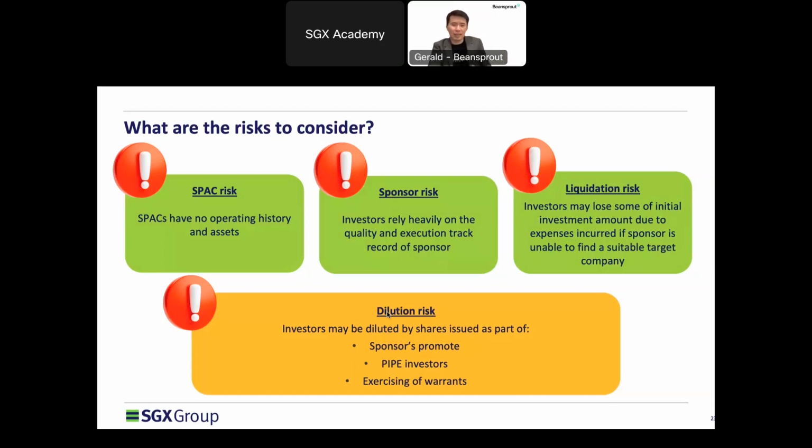Okay, the last thing I wanted to highlight is this dilution risk, because as a holder of the SPAC share, if they are able to make an acquisition, then there are different new shareholders that might come in, including shares that are allocated to the sponsors as part of the sponsors promote. You've got PIPE investors that may come in. You've got some warrant holders who may choose to exercise their warrants. So those are the different things that can potentially dilute us as holders of the SPAC shares.